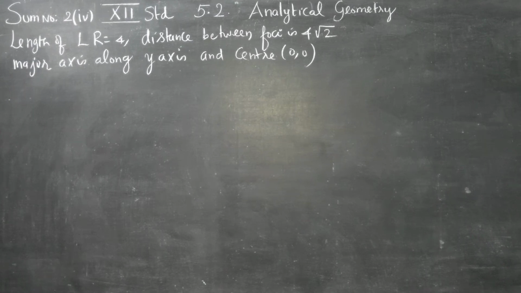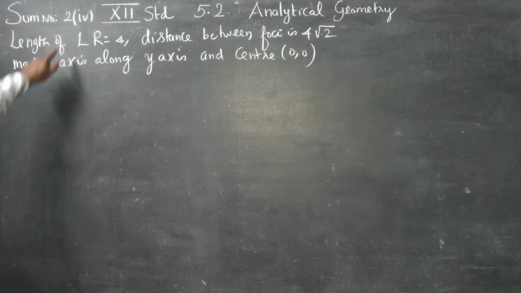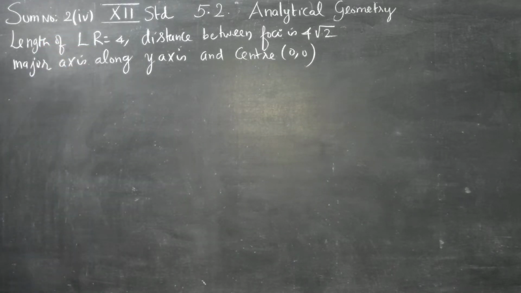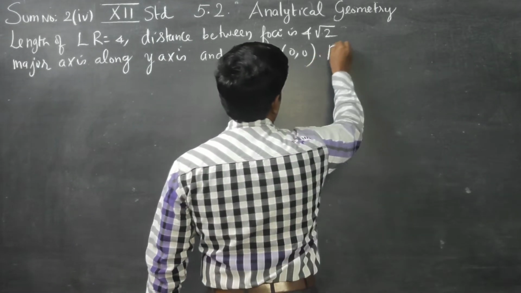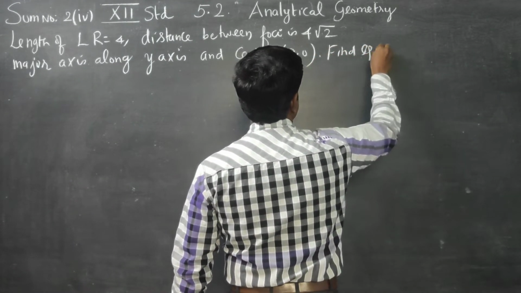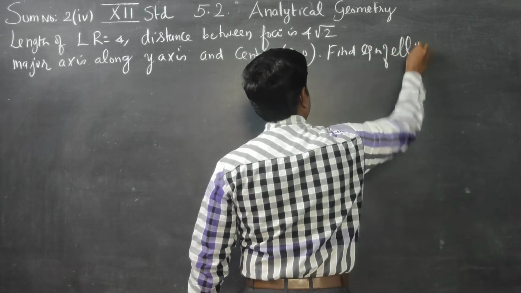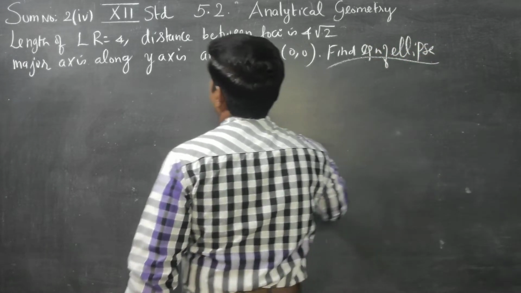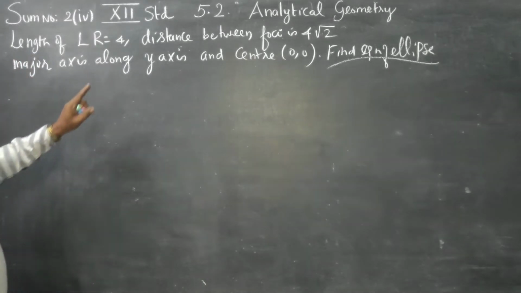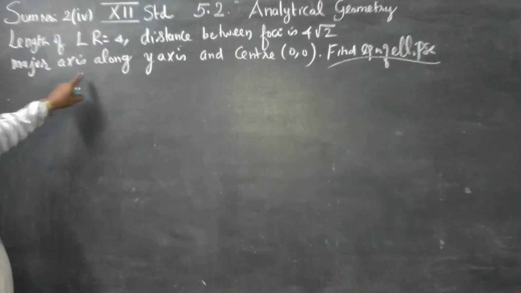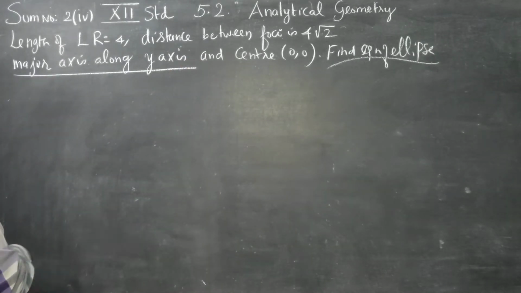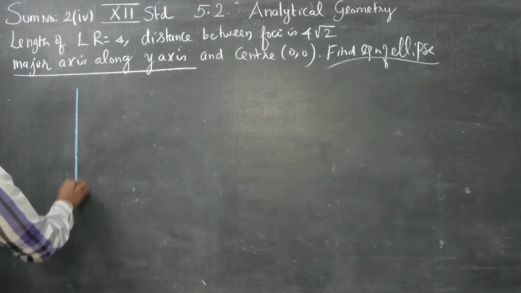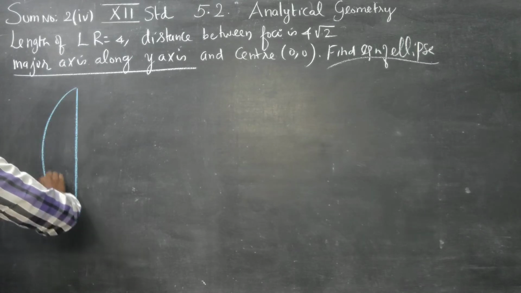Exercise number 5.2 in 12th standard, sum number 2, fourth subdivision. Find the equation of the ellipse. Length of the latus rectum, distance between the foci, major axis along the y-axis. This is the first clue: the major axis is along the y-axis.